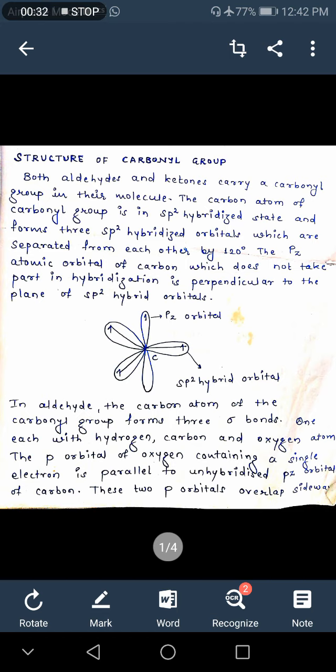Now the next topic is to discuss the structure of the carbonyl group. As you know, in the CO group, carbon has two free valencies and two valencies of carbon get satisfied with one atom of oxygen.